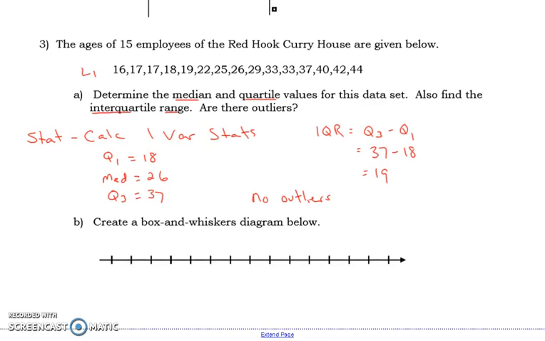So now to create the box and whisker plot, we have to create an appropriate scale and put each of the numbers in the 5-number summary on the box and whisker. So what I'm going to do is start at 15, and I'm going to count by 2 to get my scale.